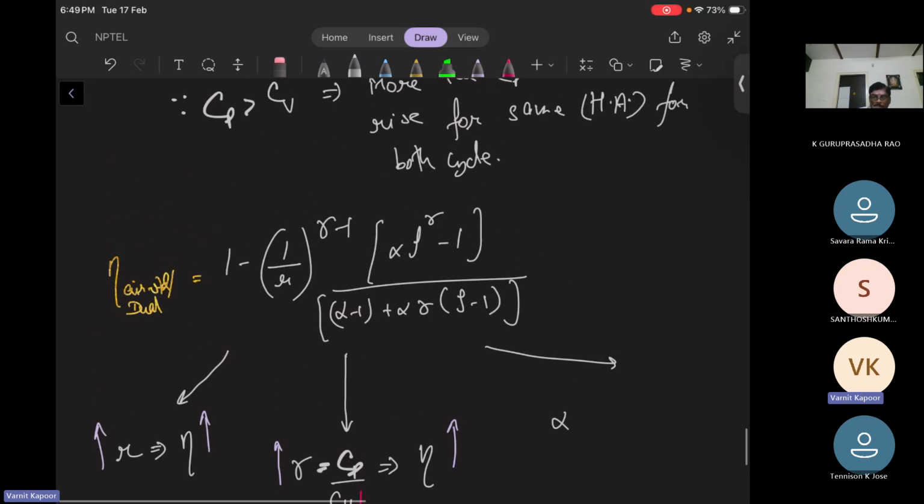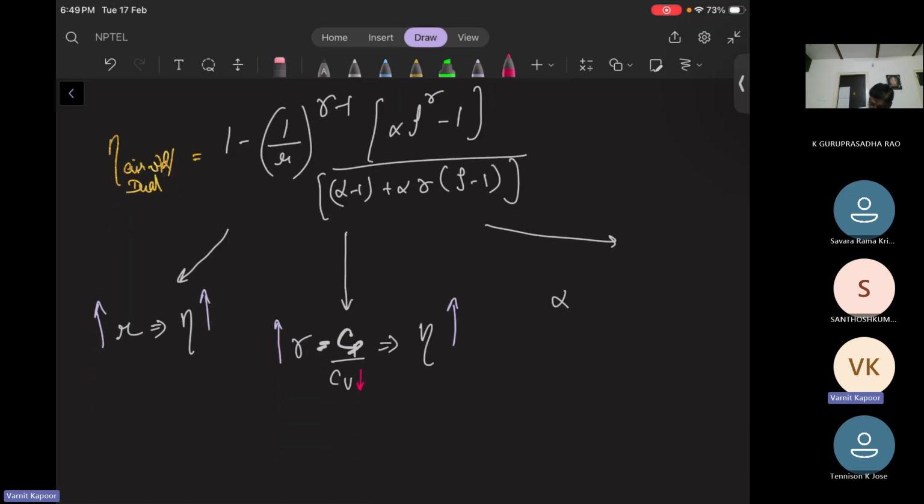Third term is alpha, the explosion ratio. There is no dependency on the explosion ratio. Why? Because alpha is in the numerator and also in the denominator. So whether you increase or decrease it, the efficiency doesn't change. So there is no effect.